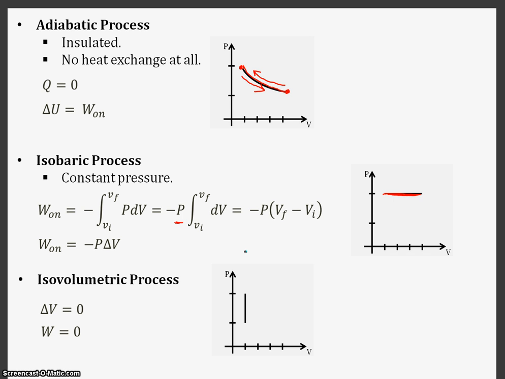Basically the work is zero if there's no change in volume, and that means an isovolumetric process is all about the heat. Isovolumetric means the only way you change the internal energy is by the heat. So again, checks and balances. If you don't do one, you've got to do the other. In an adiabatic process up here, it's all about the work. In an isovolumetric process, it's all about the heat. And for other processes, it's a combination of both.